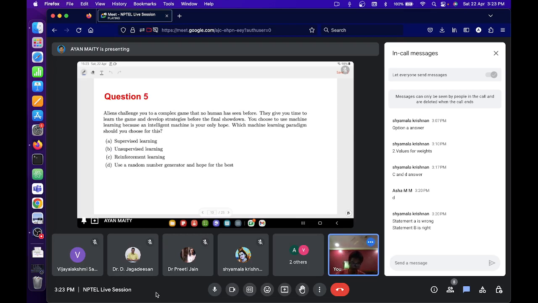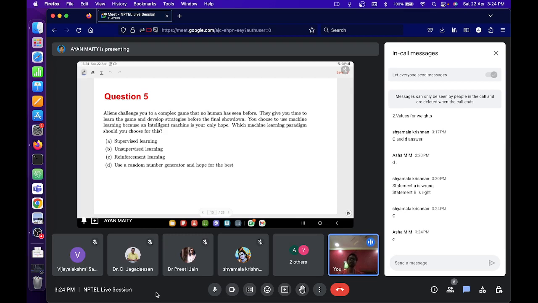Now question 5. Aliens challenge you to a complex game that no human has seen before. They give you time to learn the game and develop strategies before the final showdown. You choose to use machine learning because an intelligent machine is your only hope. Which machine learning paradigm should you choose for this? Option A is supervised learning, option B is unsupervised learning, option C is reinforcement learning, and option D is use a random number generator, hope for the best.